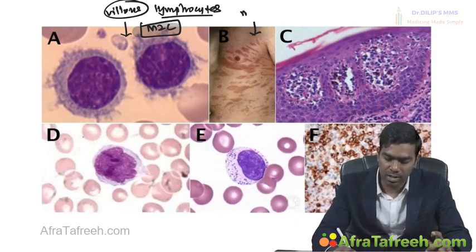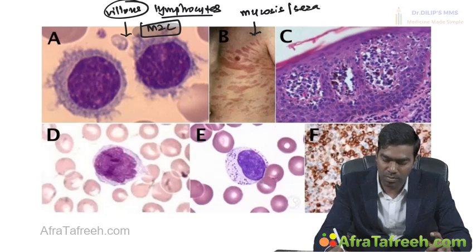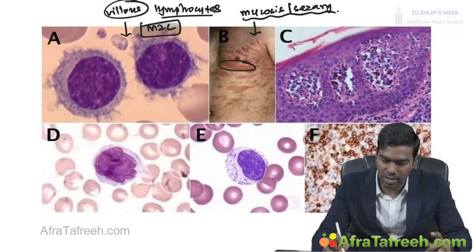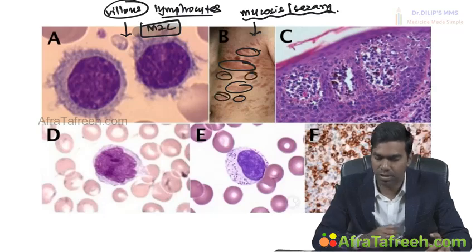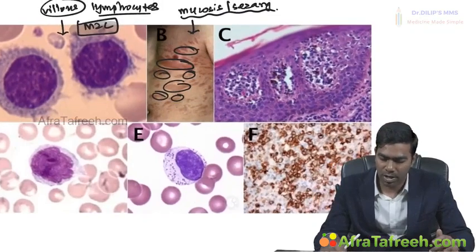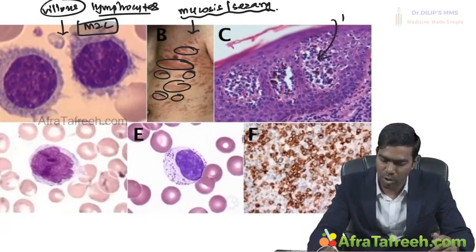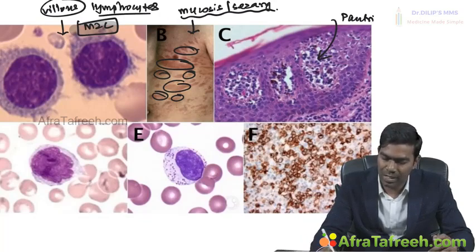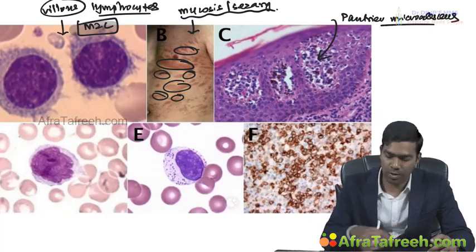And this is nothing but mycosis fungoides, or it could be Sézary syndrome, because these are the characteristic red scaling plaques, isn't it? Red scaling and confluent plaques you are seeing. This is typical of mycosis fungoides and Sézary syndrome. And you can see these are the typical Pautrier microabscesses, epidermal infiltration of CD4 positive T cells. Very important image for exam.